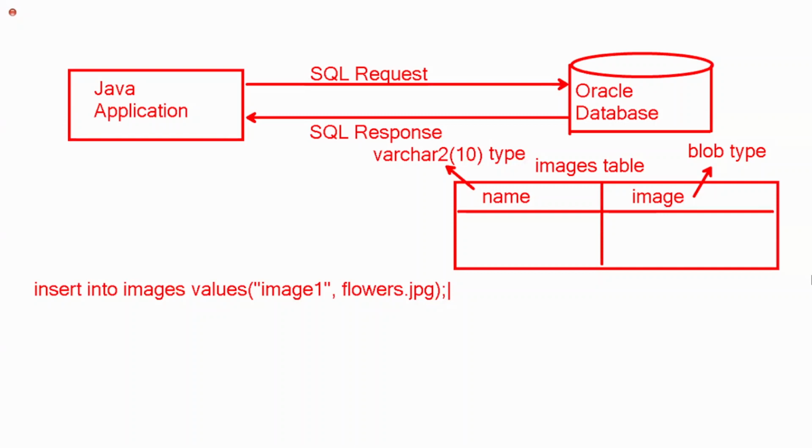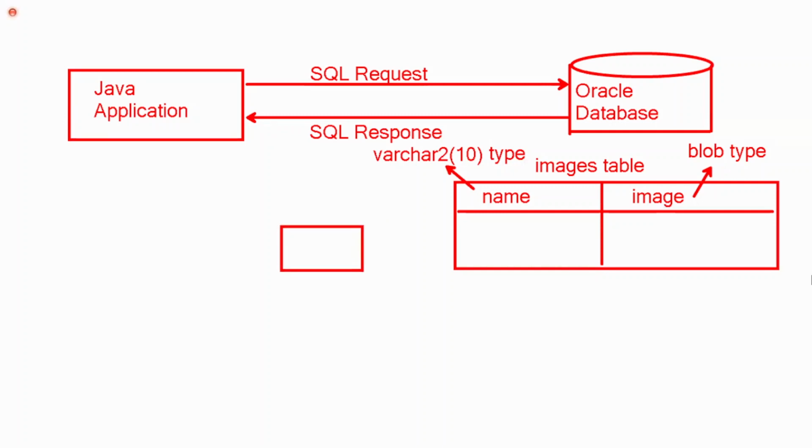So if you write like this, what will happen? Here image 1 is stored, here flowers.jpg is stored. Nothing but the image is not stored. The file name is stored. If you write the file path, the file path is stored. Then blob is not required, clob is not required. These are not required, only varchar2 you can maintain. But I want to store the image.